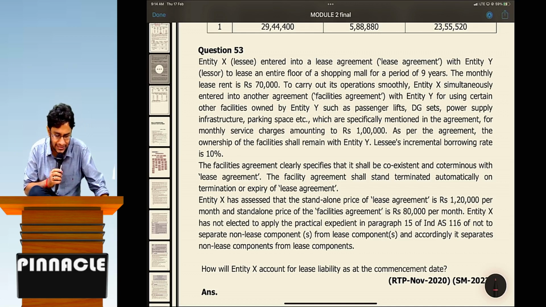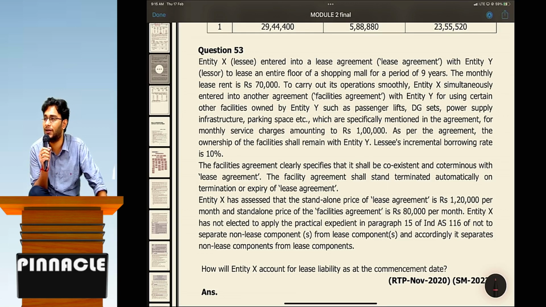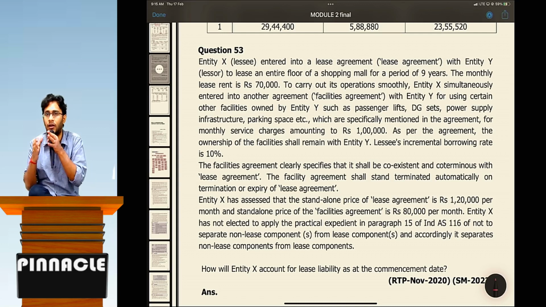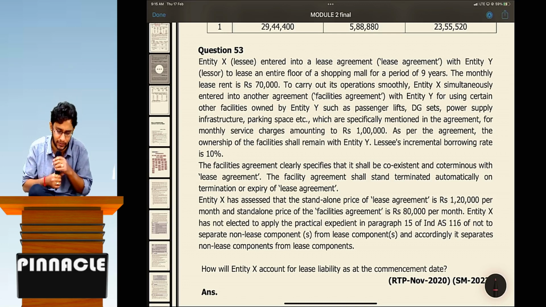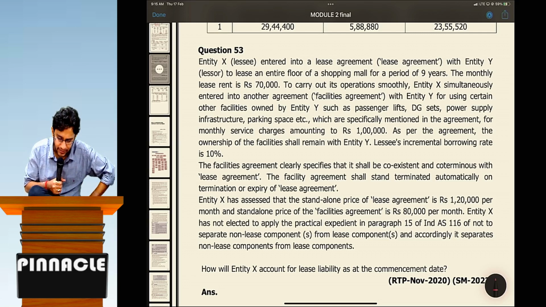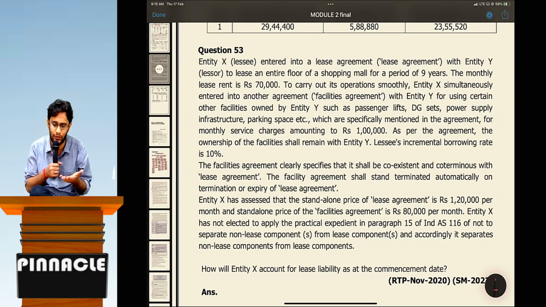Please read. The facilities agreement clearly specified that it shall be coexistent and coterminous with the lease agreement. Coexistent and coterminous means they are not independent agreements. The moment the lease terminates, the second agreement is also gone. That means even though physically they are two separate legal contracts, in substance they are a single contract, with a lease as well as a non-lease component. The facility agreement shall stand terminated automatically on termination or expiry of the lease agreement.